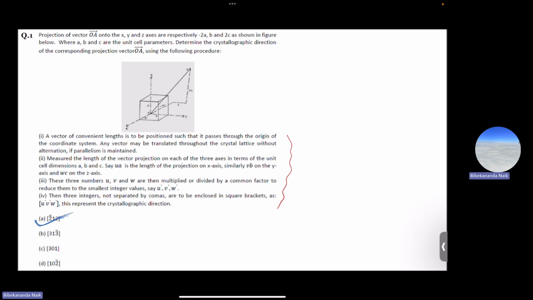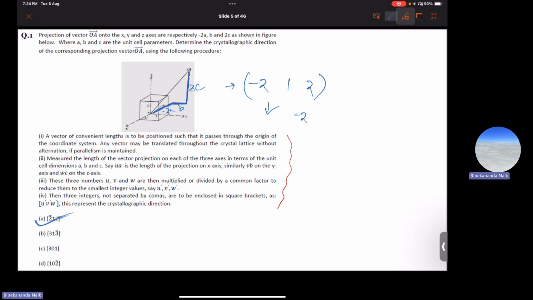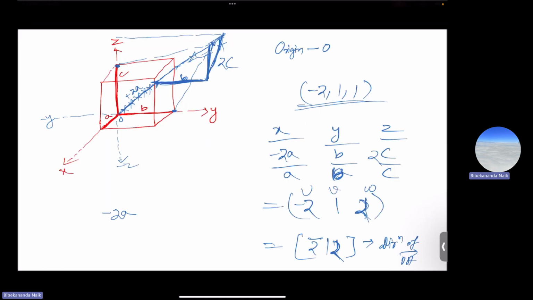If you see, this is also drawn here: minus 2A in the X direction, B in the Y direction, and 2C in the Z direction. This is minus 2A, this is B, and this is 2C. So it will be 2 bar, 1, 2. The correct option is option A. I hope this is clear to everyone. Then we move to question number 2.